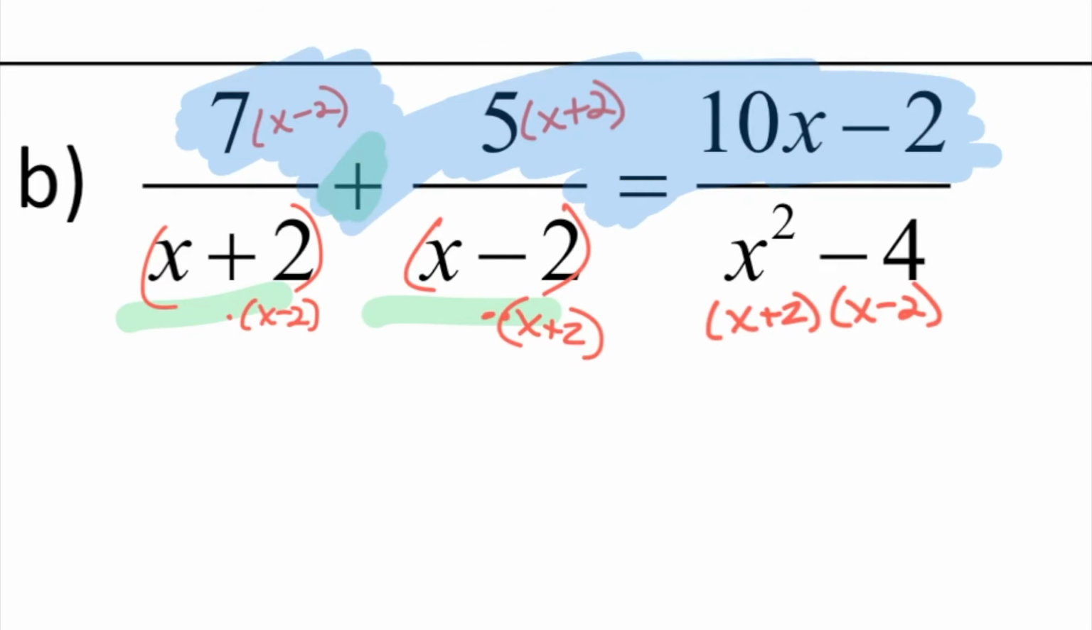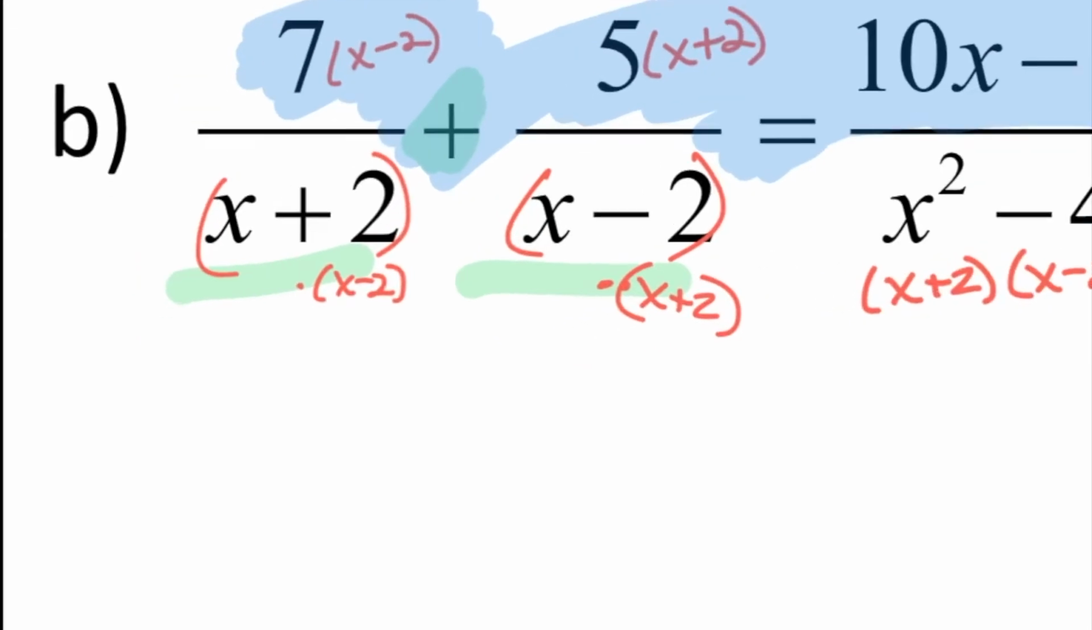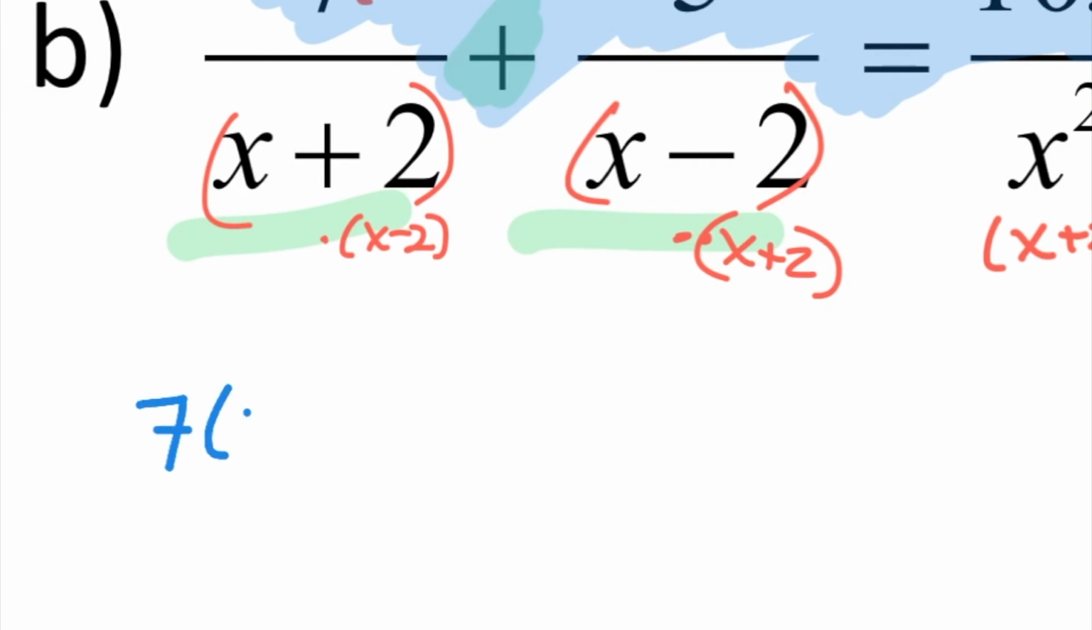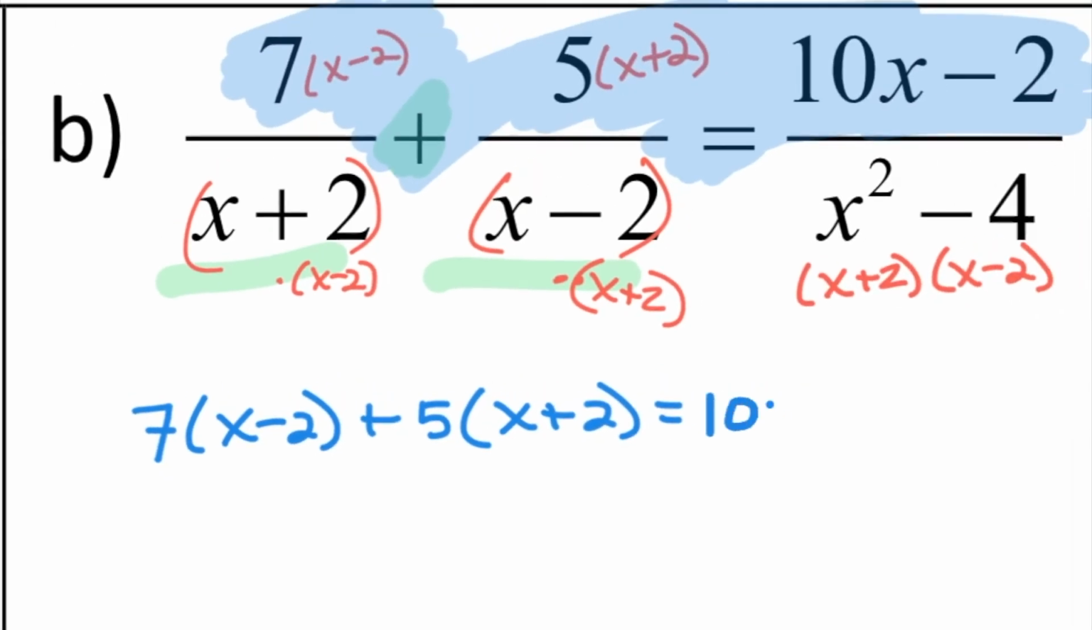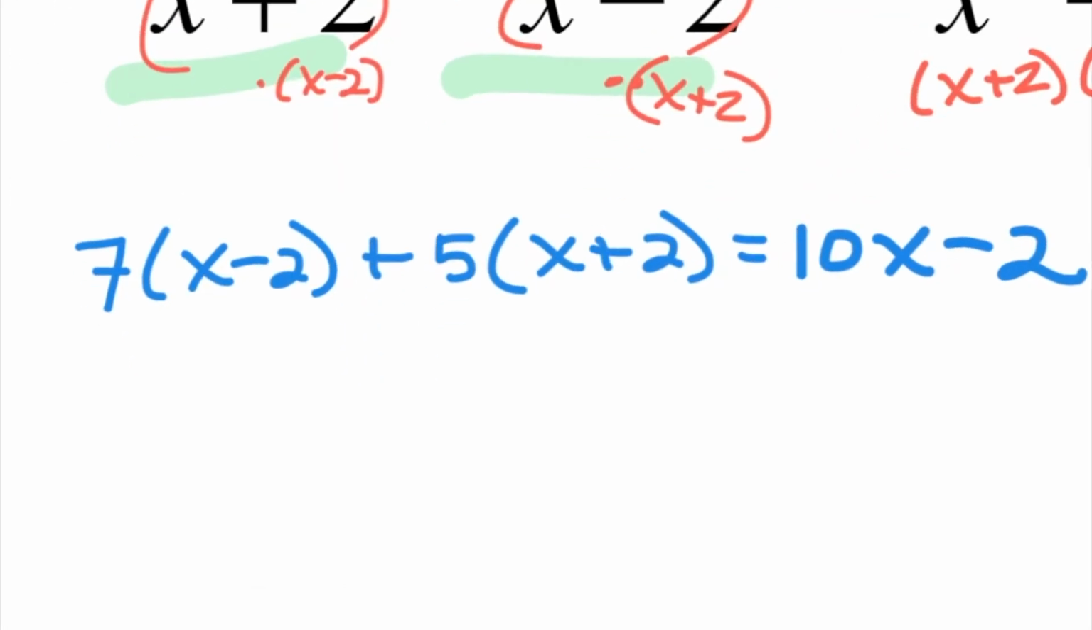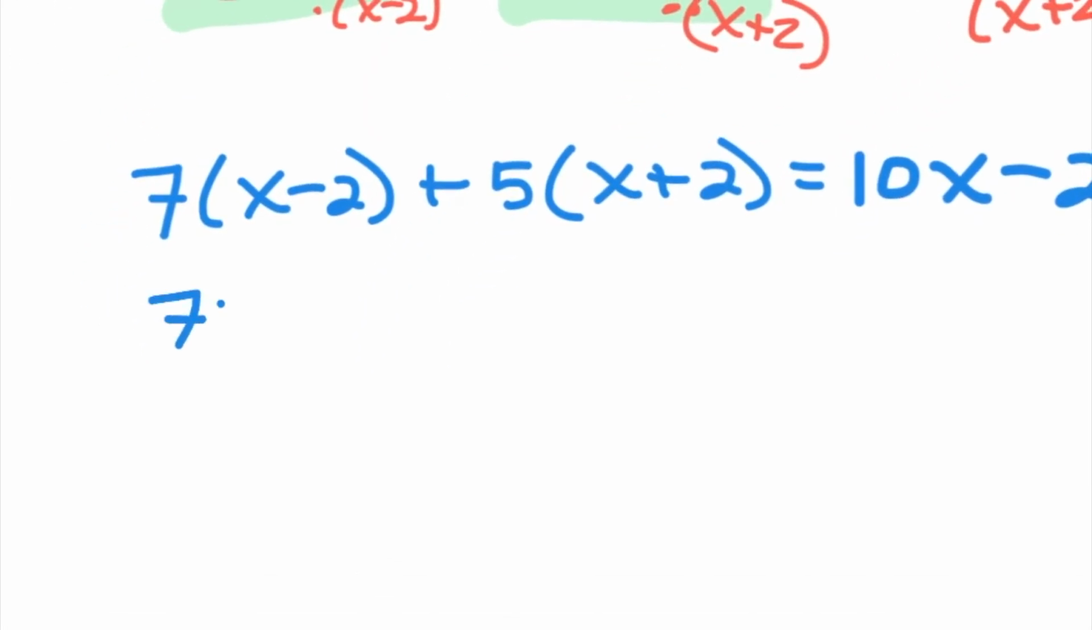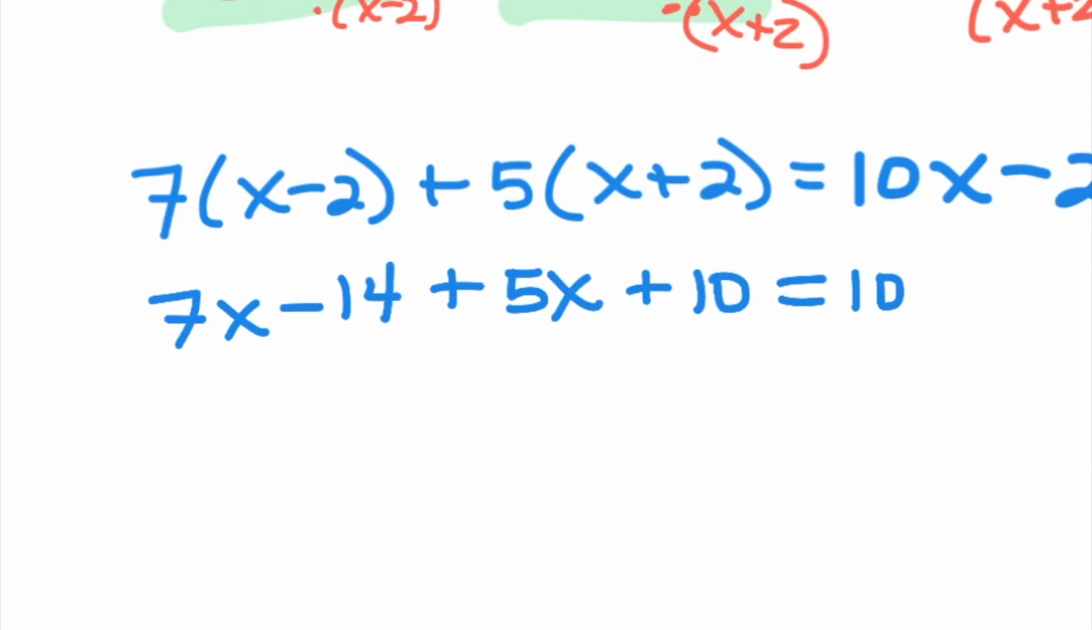And so I'm going to rewrite that whole thing as 7 times x minus 2 plus 5 times x plus 2 equals 10x minus 2. And now I'm going to solve that equation. I'll start by distributing here. 7x minus 14 plus 5x plus 10 equals 10x minus 2.